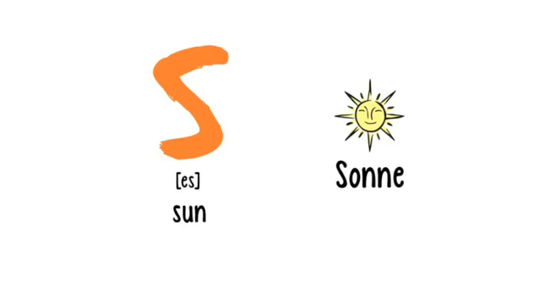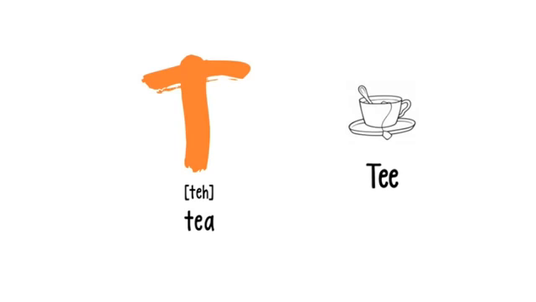S is pronounced like the S in the word sun. The translation for sun in German is Sonne. T is pronounced like the T in the word tea, and the German translation for tea is Tee.